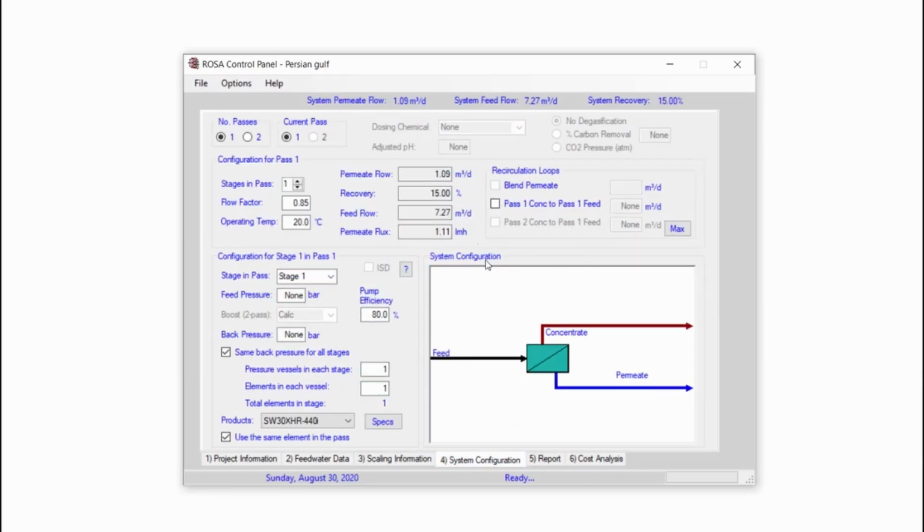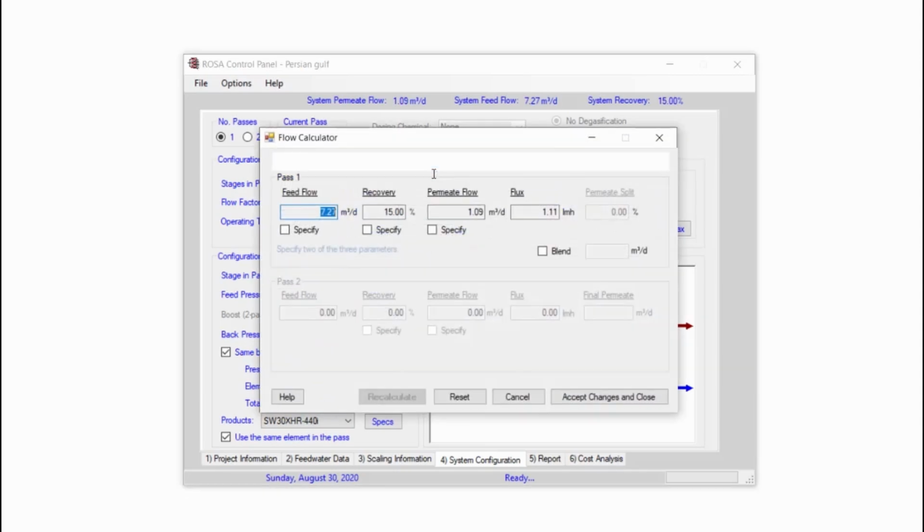The first information that you have to input in this page is the information for the permeate and recovery. For this, you have to click one time in the permeate flow or recovery, and you have this page. And for this, you have to input the information for the recovery and permeate.